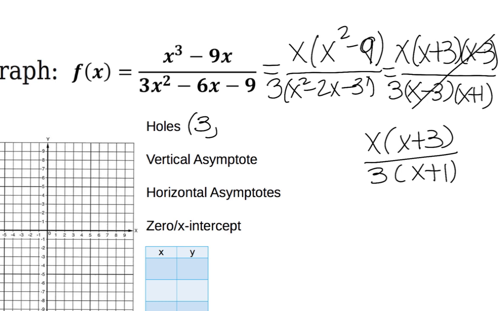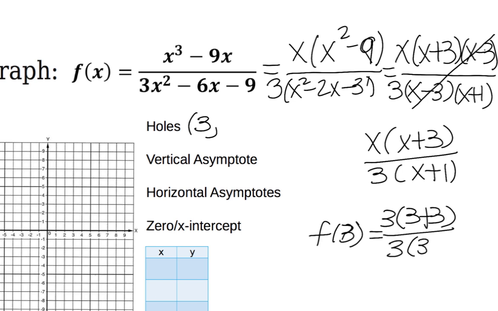So now I can go ahead and plug in 3. So when I plug in 3, I get 3 times 3 plus 3, divided by 3 times 3 plus 1. So I can say I'm going to have 3 times 6, which is going to give me 18. And then I'm going to have 3 times 4, which is going to give me 12. And 18 over 12 can be reduced even further to 3 over 2, because I can take a 6 out of both.